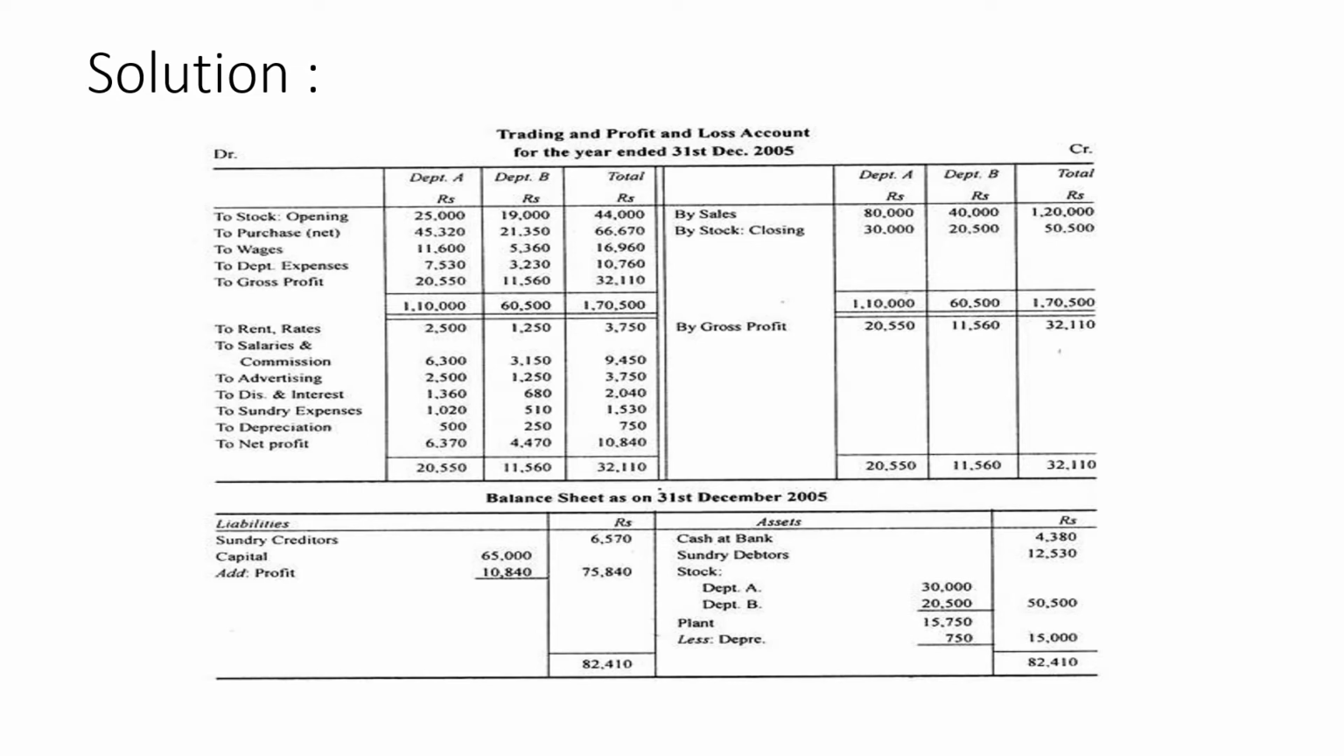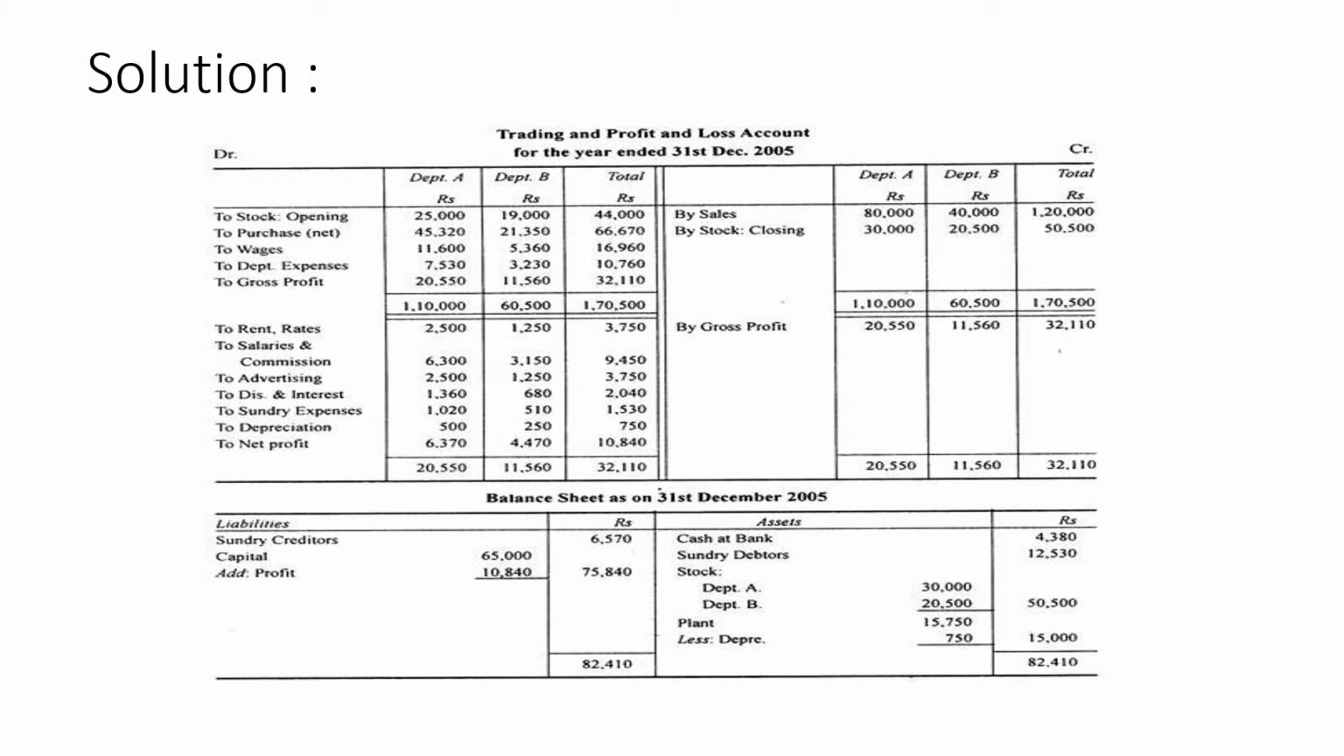Then cash at bank was directly given, debtors, then stock, closing stock which was given in adjustments, then plant and depreciation. So this question does not include various complex calculations, but it just is to make you understand how you have to make the departmental trading and profit and loss account and the balance sheet, and how you have to divide the expenses.